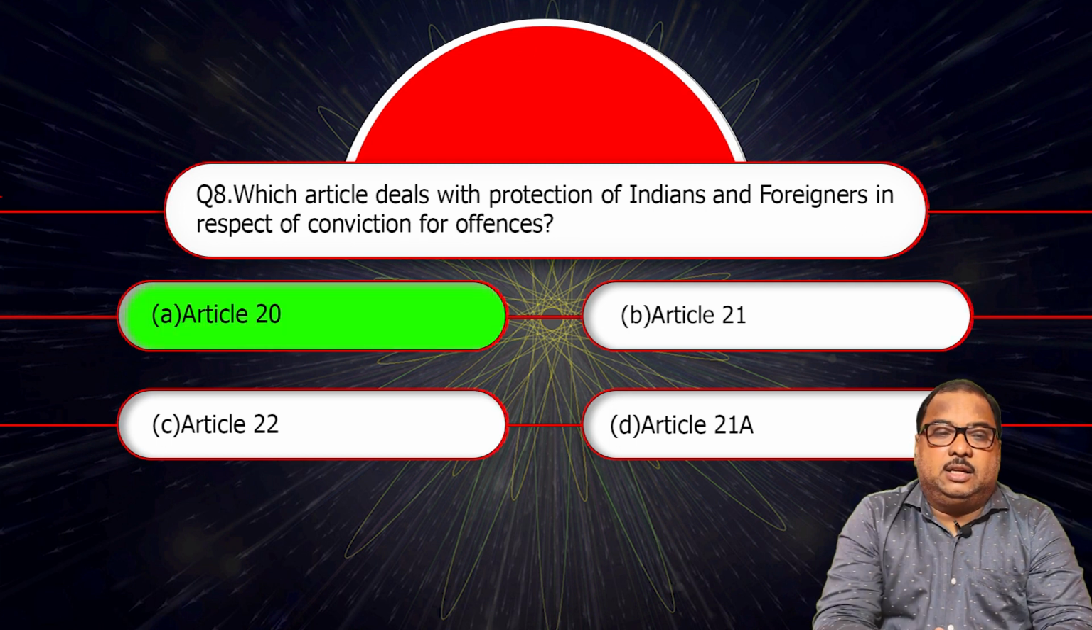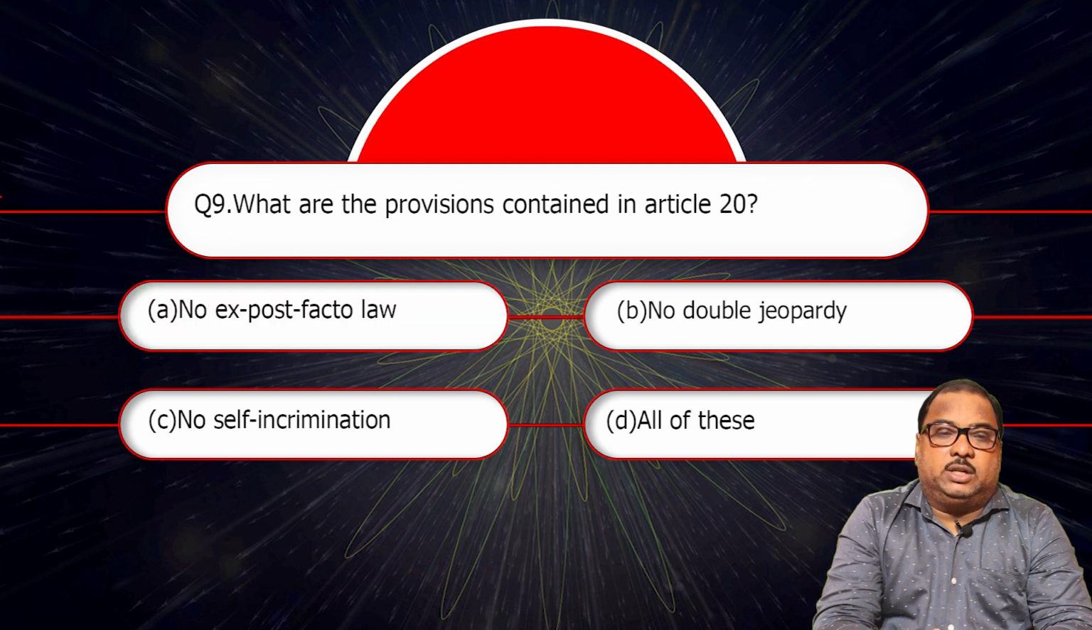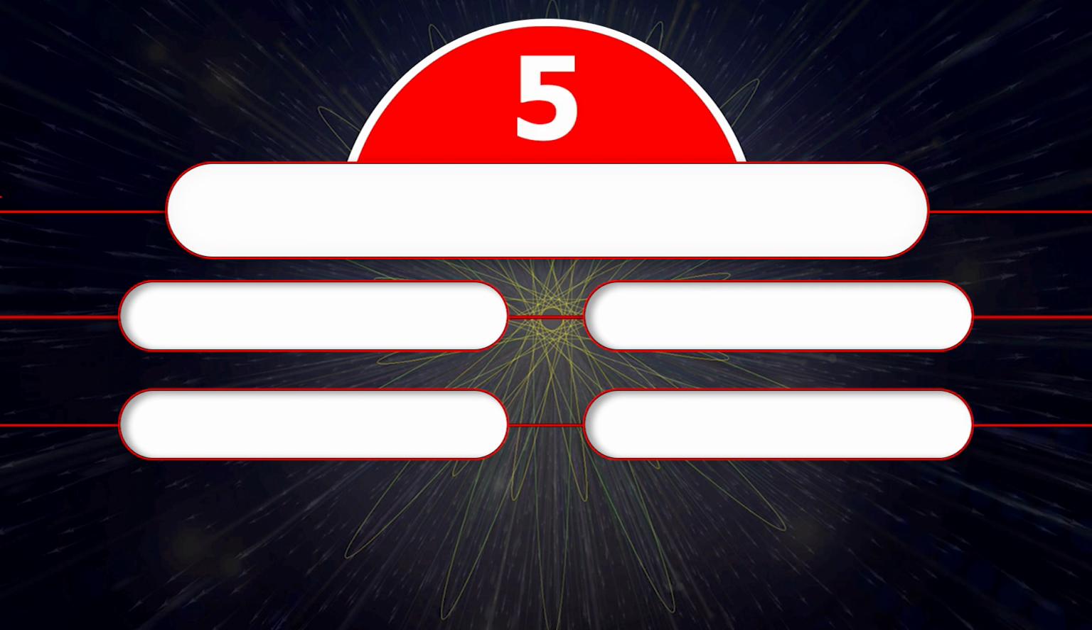And the correct answer is option A, Article 20. Next question. What are the provisions contained in Article 20? Your options are option A, no ex post facto law, option B, no double jeopardy, option C, no self-incrimination, option D, all of this.